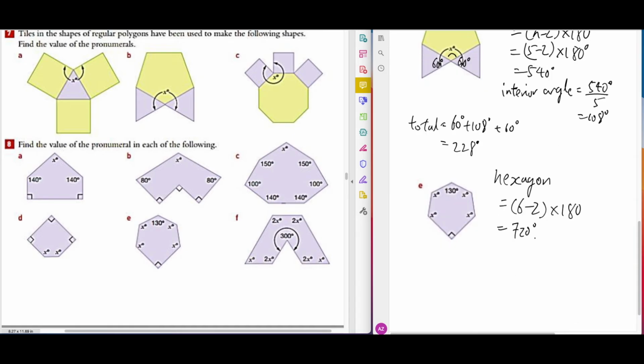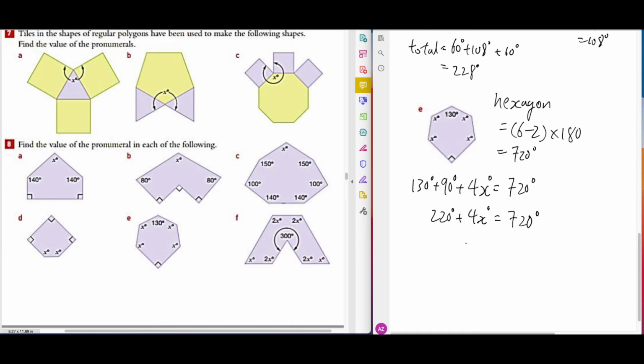And then next step, we can write an expression to work out the total angle. So we can say that 130 degrees plus, well, this is 90 degrees, plus x plus x plus x plus x, right? So I can just say plus 4x is equal to 720 degrees. And then we just solve this equation. So this is 220 degrees plus 4x degrees is equal to 720 degrees. And then just the 4x degrees is equal to 500 degrees. So then what's x? X equals 125, right? Now you don't need to write the degrees because there's already degrees on top of the x. So that's how you can do a question like E.